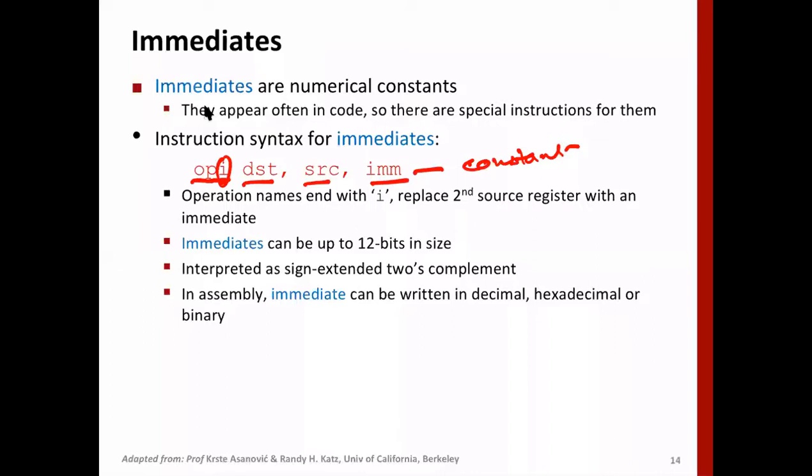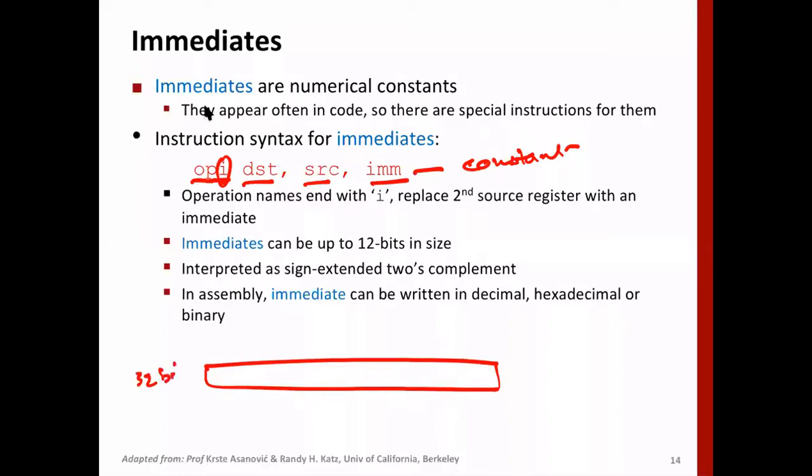So the size of this constant has to be limited, because in an instruction we have only 32 bits, and some fields are for the opcode. Then we have two registers, so let's assume that these two are for registers. Then there is some space left over. Of course there will be something else also. Anyway, we'll look at the format a little later. But the immediate field size here is defined as 12 bits.